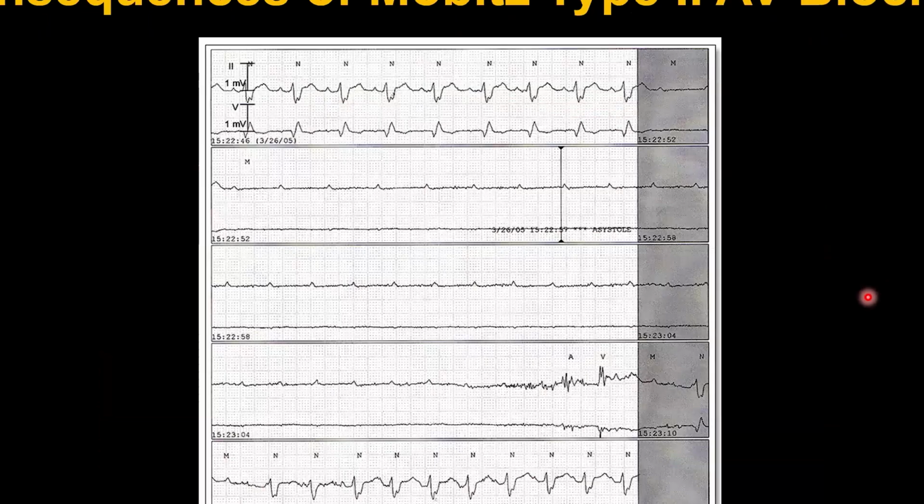On the other hand, this is one of the consequences of Mobitz 2 conduction, right? So here's sinus rhythm, PR intervals don't change, and all of a sudden you have no conduction at all, followed by conduction with the same PR interval. So this person certainly needs a pacemaker.